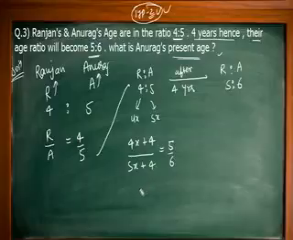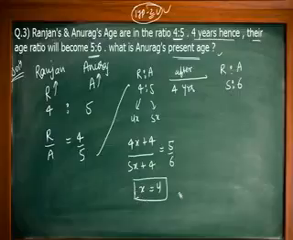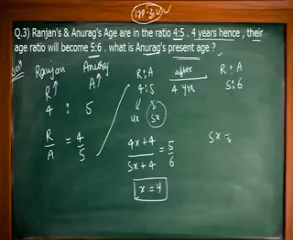Solve for the value of x and you will get x as 4. So do it for yourself, and if you put 4 into Anurag's age, Anurag's age is 5x, so 5x is equal to 5 into 4, it will be 20. That is your answer right now.